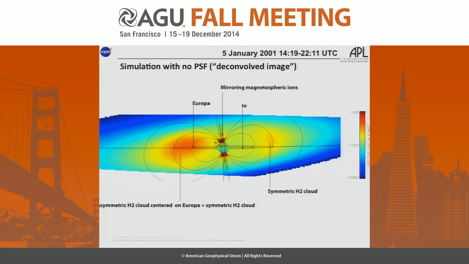So let's start with this stuff here. In the middle is the low altitude ENA emissions. Europa sits over here. The excess on this side here is the asymmetric H2 cloud centered on Europa on the left side, plus the contribution also for the more symmetric H2 cloud component. And over on this side, you basically only see that remnant of the symmetric H2 cloud. Okay.